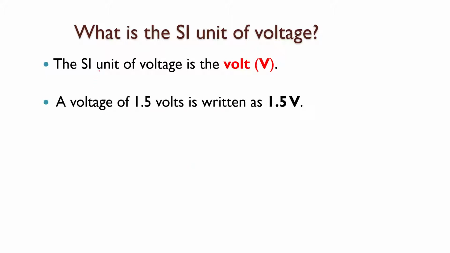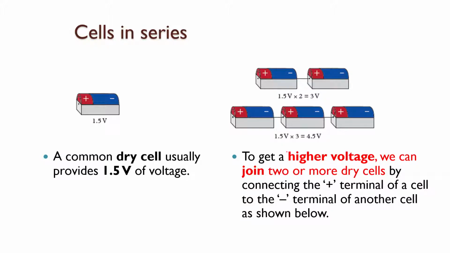The unit for voltage is called volt, and if the battery is 1.5 volts, we write it as 1.5 V. As seen in the earlier demonstration in the app, to get a higher voltage, we can join two or more battery. Another name for battery is called dry cell. Okay, so dry cell is battery, and normally they are 1.5 volt. And to get a higher voltage, we can connect them together. The positive end must be connected to the negative end as shown down here. So you can see the positive end is connected to the negative end.